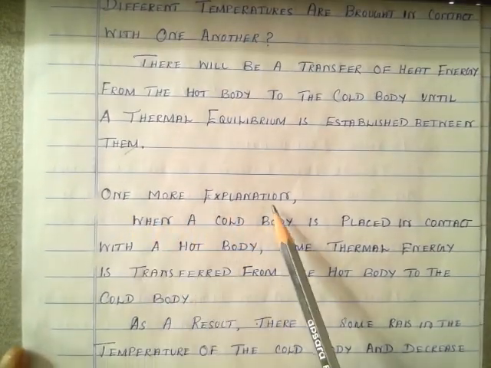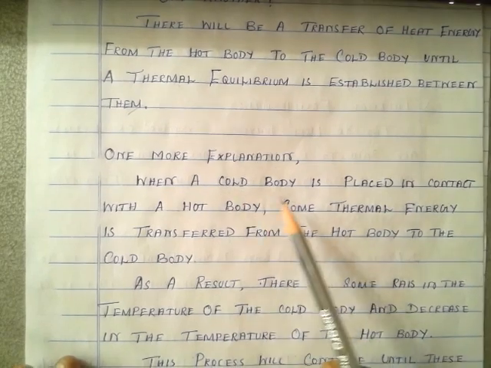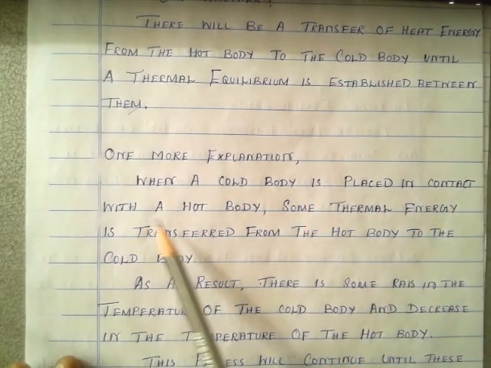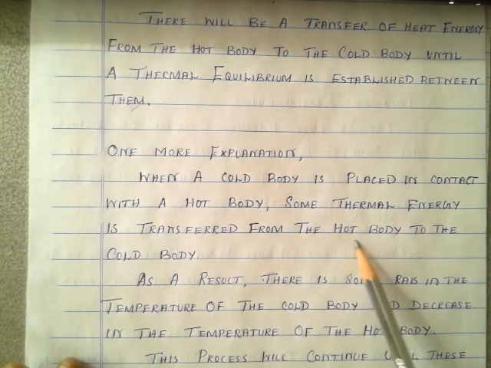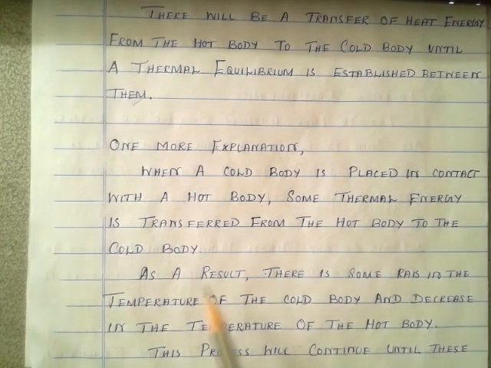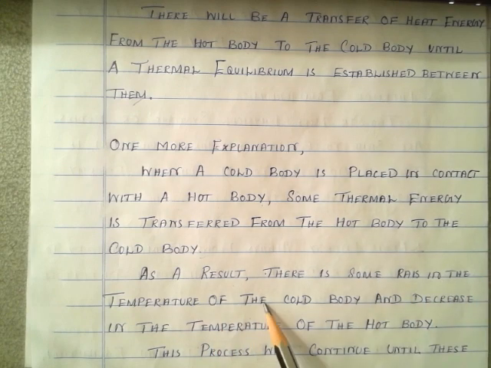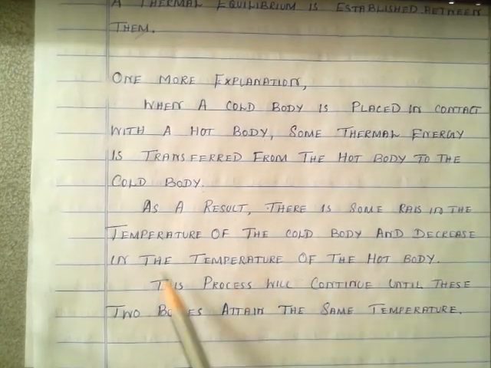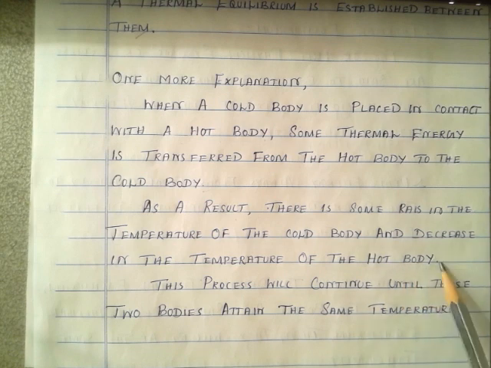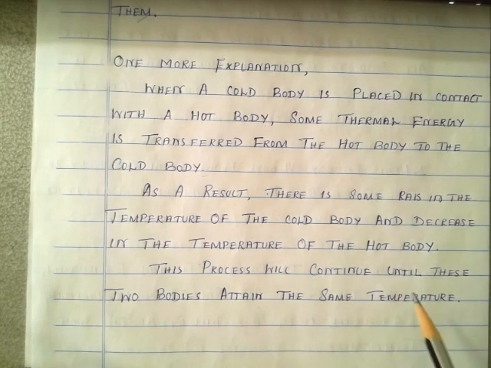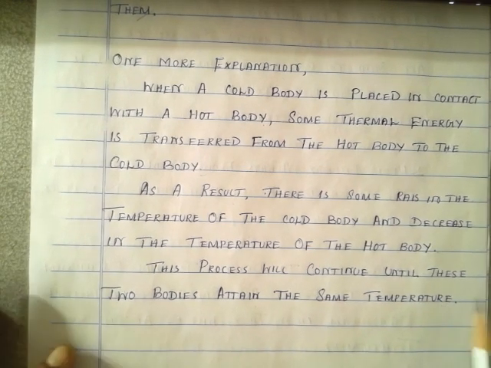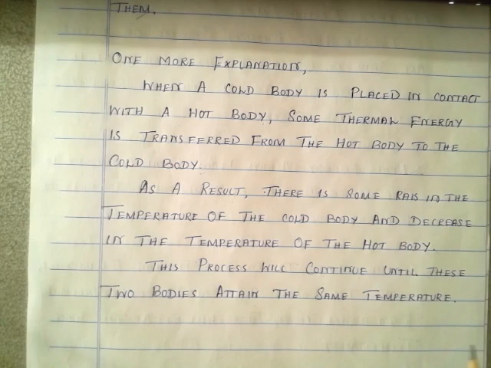One more explanation. When a cold body is placed in contact with a hot body, some thermal energy is transferred from the hot body to the cold body. As a result, there is some rise in the temperature of the cold body and a decrease in the temperature of the hot body. This process will continue until these two bodies attain the same temperature. Are all clear with the condition of equilibrium? Okay.